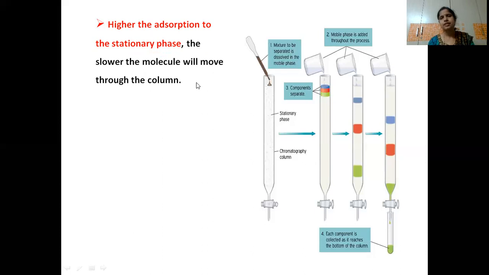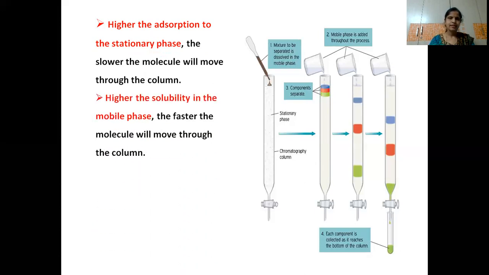In this case, the blue component has more adsorption towards the stationary phase, and hence it is moving very slowly. Then, the higher the solubility in the mobile phase, the faster the molecule will move through the column. Out of these three components, the one with higher solubility in the mobile phase is the green colored component. As it has more solubility in the mobile phase, it is moving faster through the column.